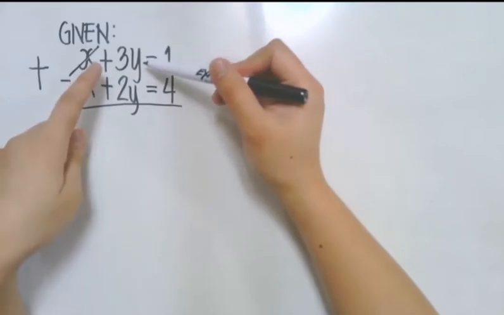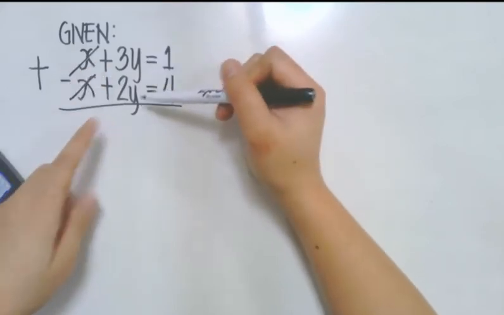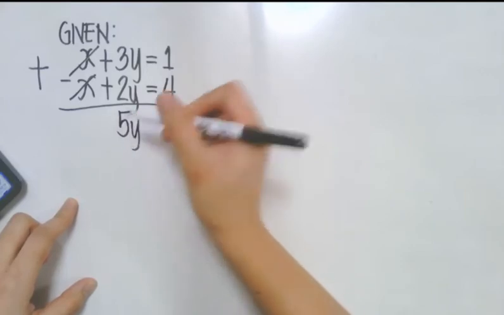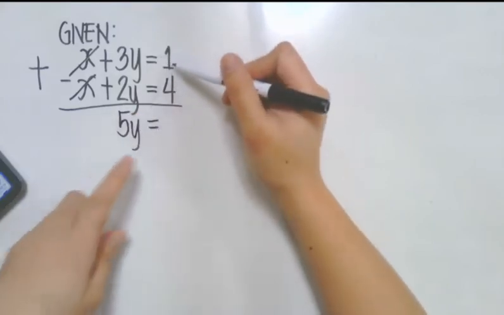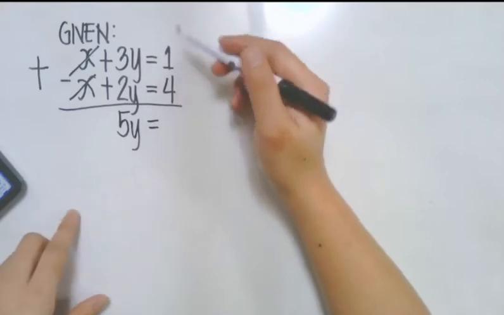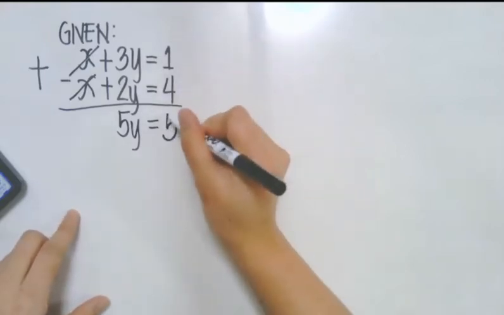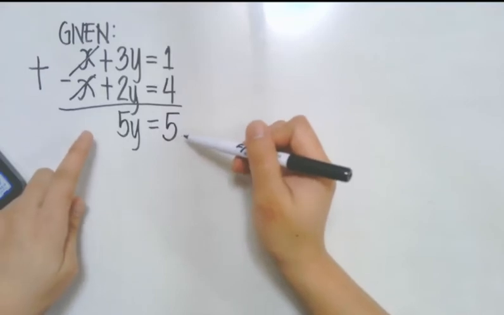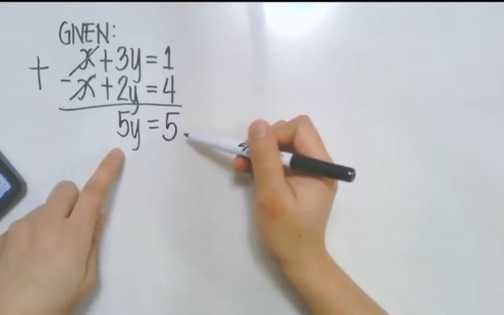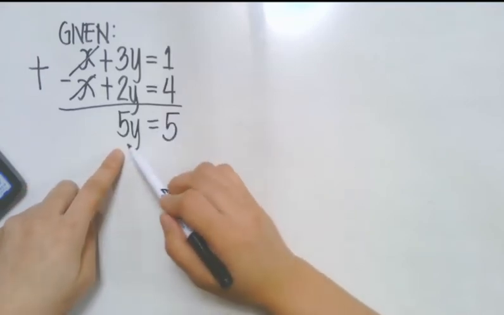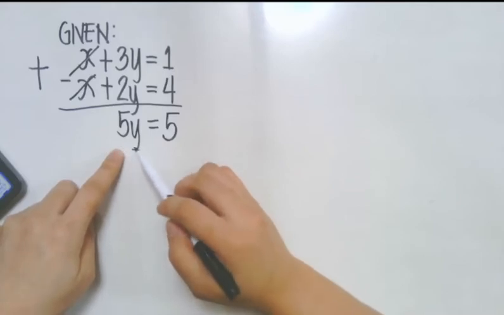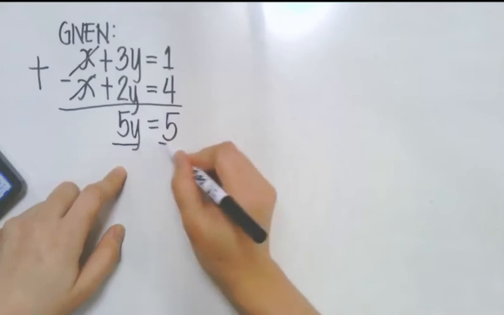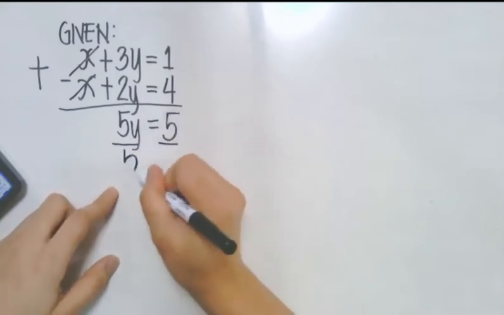What is 3y plus 2y? Correct, it's equal to 5y. And we add 1 plus 4, that is equal to 5. This is not yet our value of y because we have 5 as our numerical coefficient, and this should be equal to 1. So what should we do? We need to divide each side of our equation by 5.